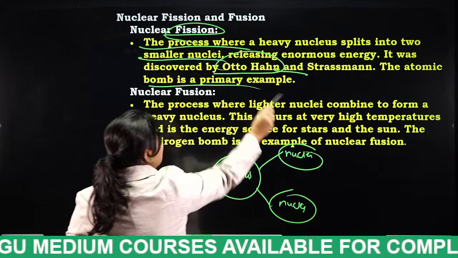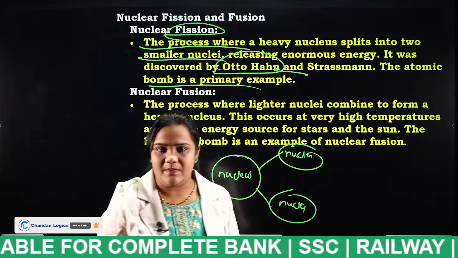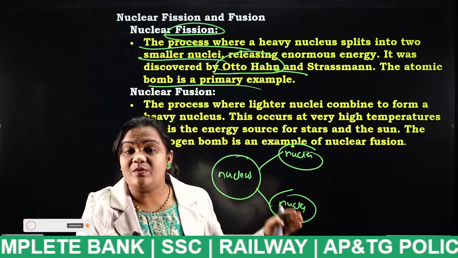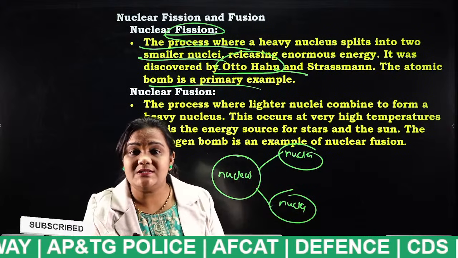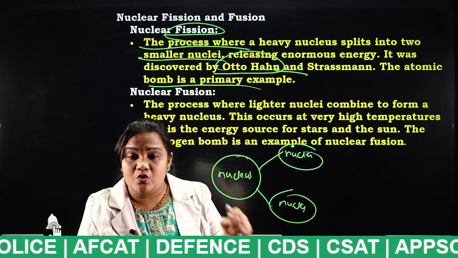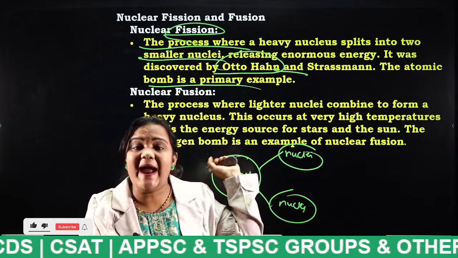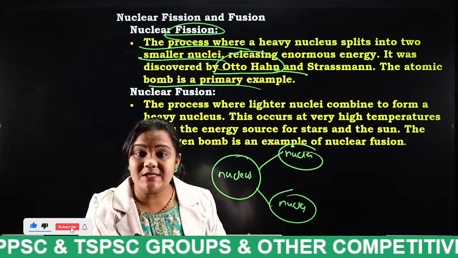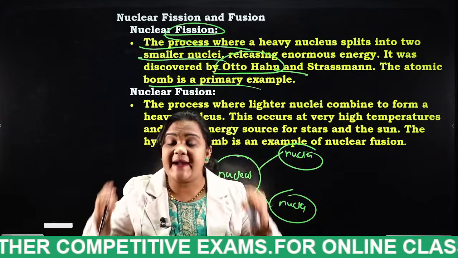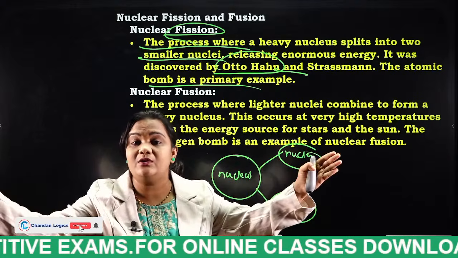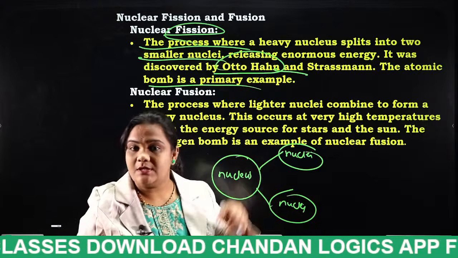The atomic bomb is a primary example. What is the best example for nuclear fission, students? Atomic bomb. So what is happening when we throw an atomic bomb? That big nucleus is splitting into small nuclei. Again, those small nuclei are splitting into four nuclei. In this manner the atomic bomb is used.